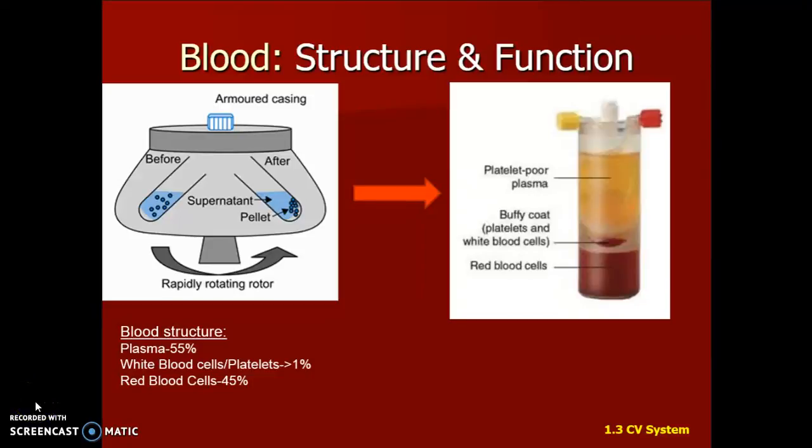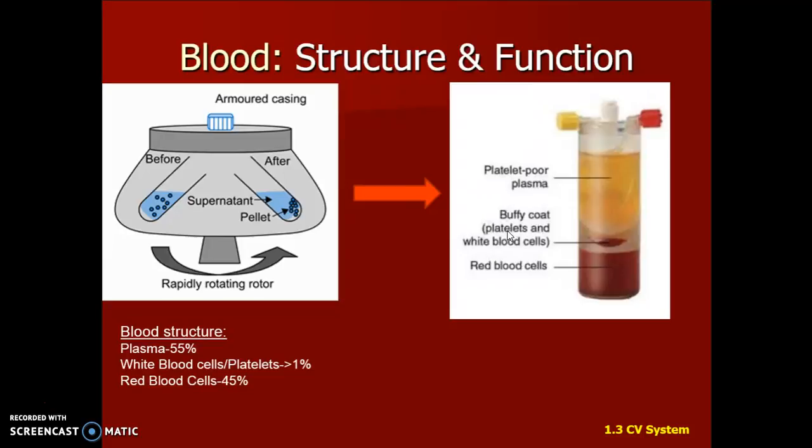This is part 2 of my 1.3 cardiovascular system assignment. To recap the last video, this is the structure and makeup of blood, which we can get to by centrifugation, which is this process here. And we got to plasma, which makes up 55% of the blood structure.